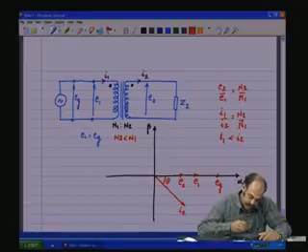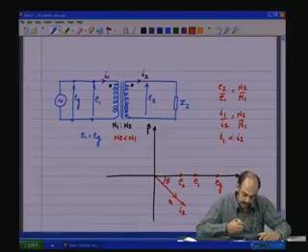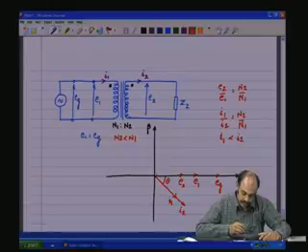So, we will have I1 here, because by dot polarity I1 and I2 will be in phase, because E1 and E2 are in phase. So, I1 will have a vector in phase with I2.